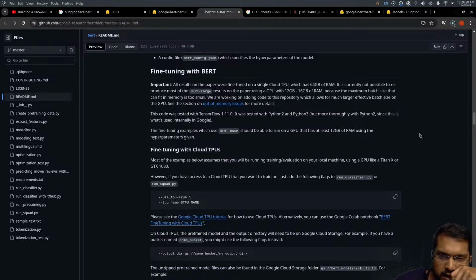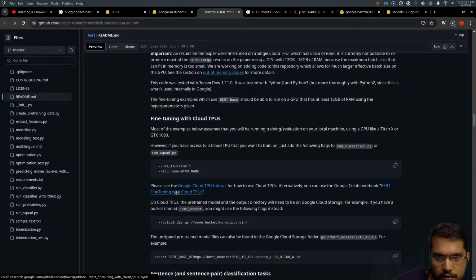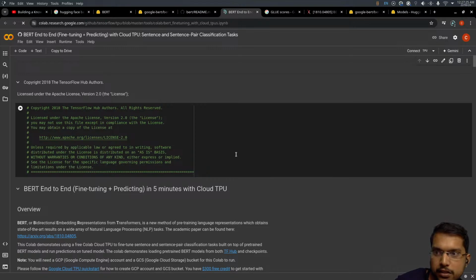The fine-tuning examples which use BERT-base should be able to run on a GPU that has at least 12 GB of RAM using the hyperparameters. I have 12 gigs of RAM, but I think a portion of it is used by my rendering engine. Fine-tuning with Cloud TPUs. Most of the examples below assume that you will be running training and evaluation on your local machine, using a GPU like a Titan X or GTX. I have an RTX 3060. Or if you have access to a Cloud TPU you want to train on, just add the following flags. I think this should make life a lot easier.